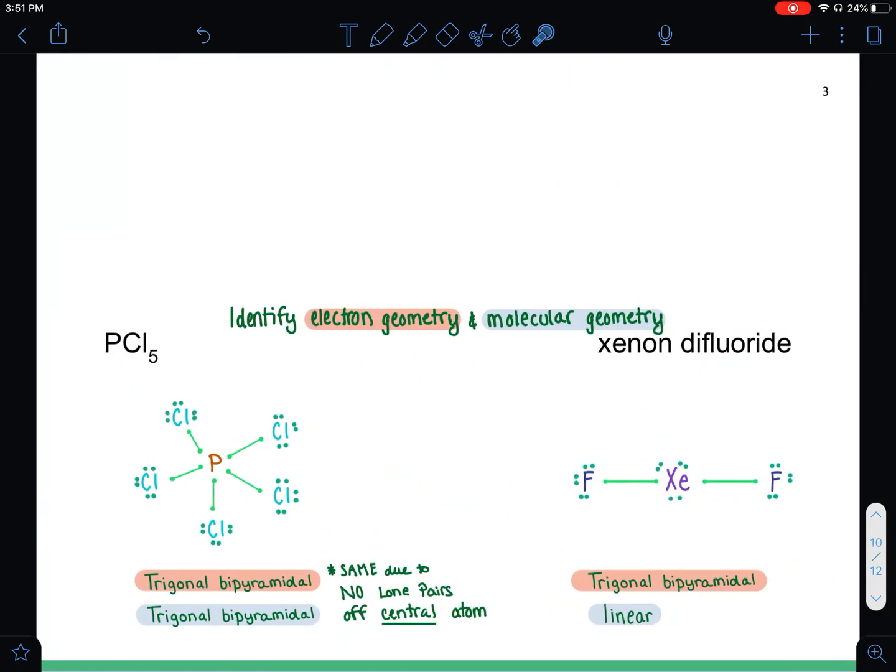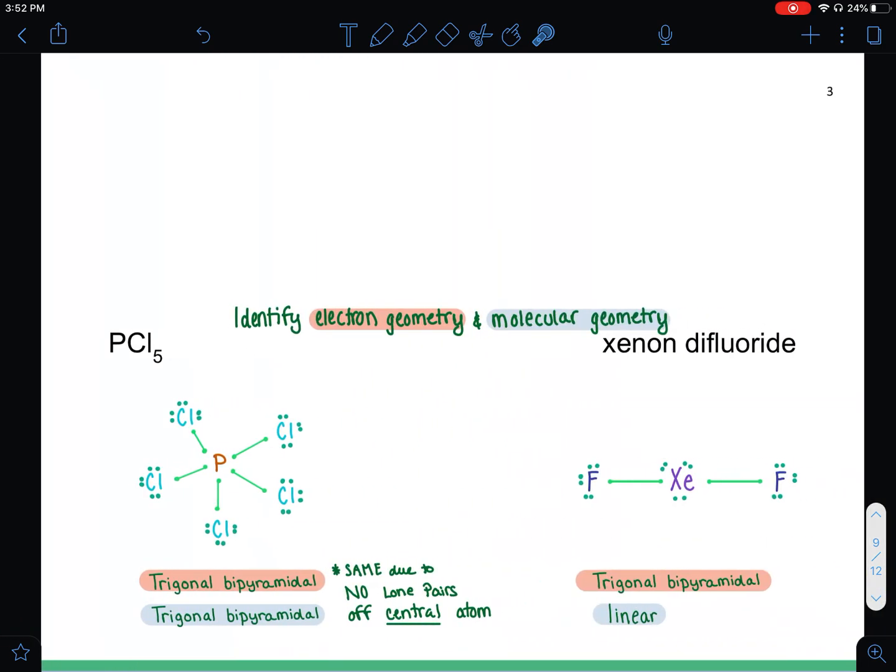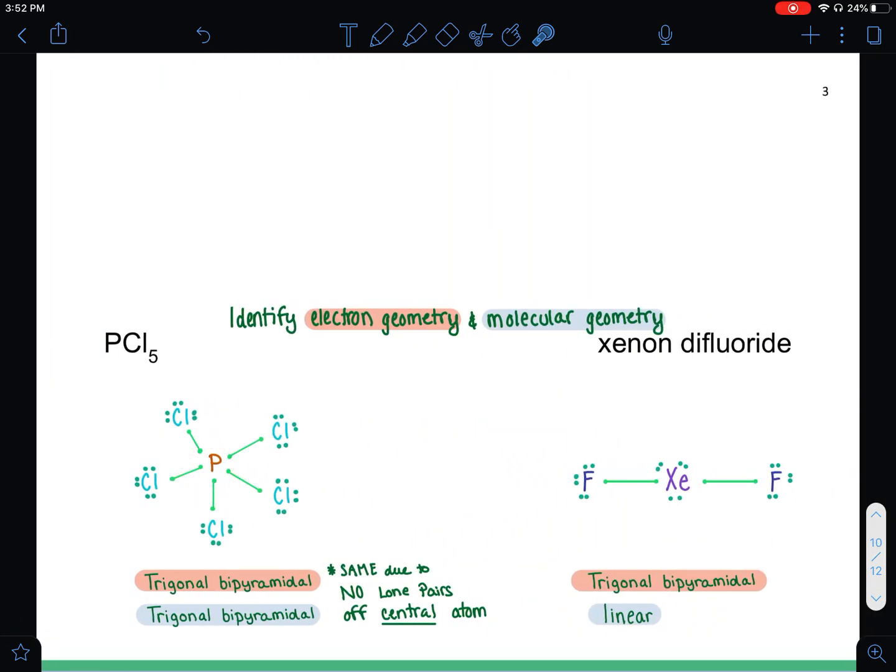All right, so let's look at the example from earlier, and right there, electron and molecular geometries. So first one, PCl5. Phosphorus has 1, 2, 3, 4, 5 electron groups coming off of it. Therefore, if we look at our chart, 5, we have trigonal bipyramidal. Since none of those are lone pairs, that means that our molecular geometry ends up being exactly the same name.